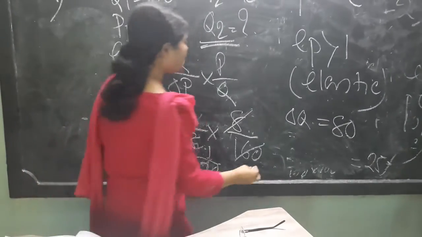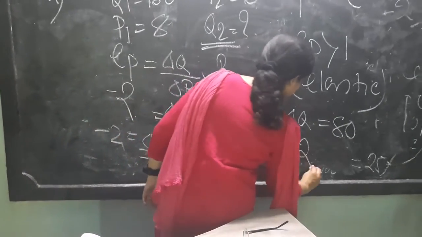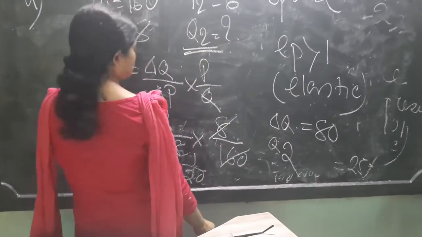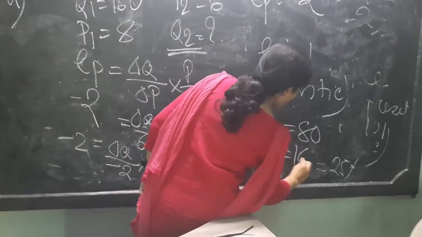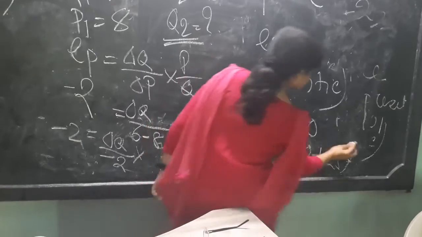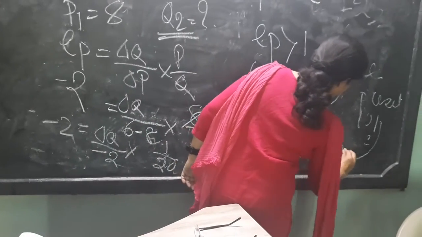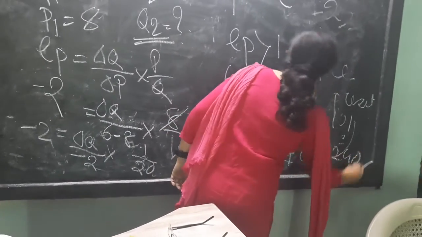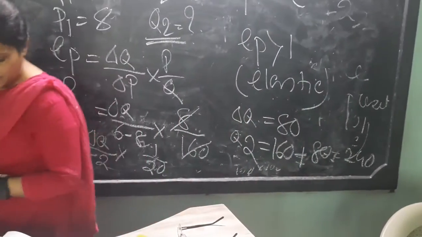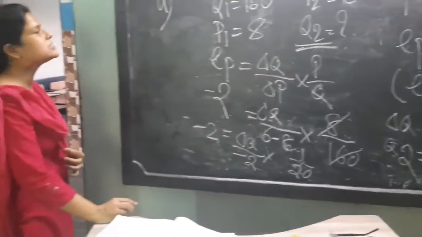So what is the value of Q2 then? If delta Q is 80, what is the value of Q2? Q2 will be 160 plus 80, which means 240. So what is the revised quantity of the product? The revised quantity of the product is 240.